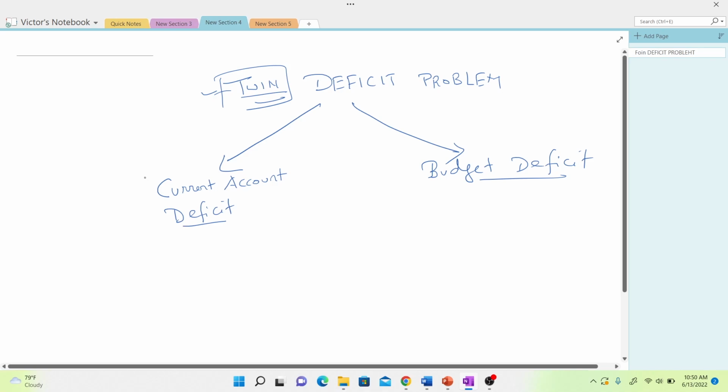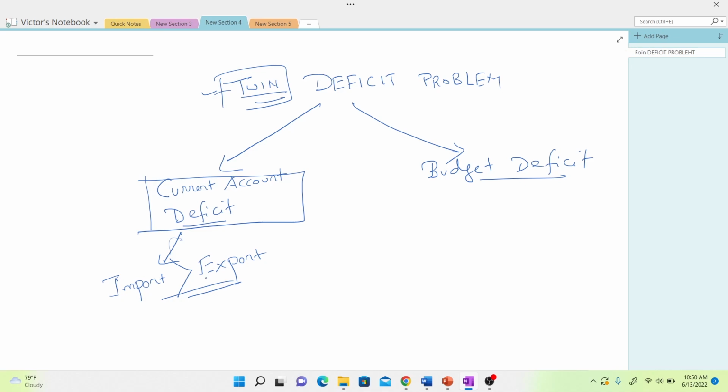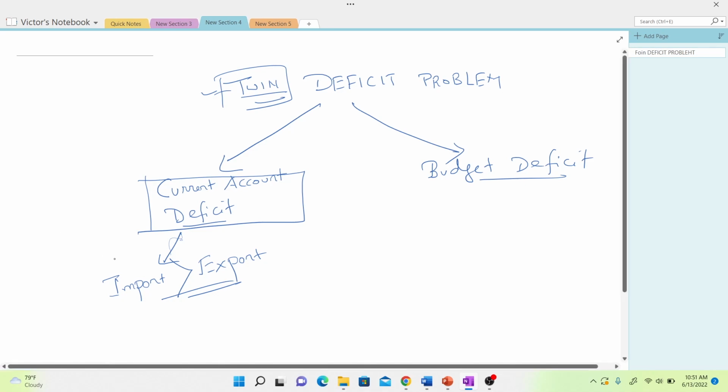Okay, now let's first understand what the current account deficit is. In simple terms, it means that the imports of Sri Lanka are much more than its exports. The value of goods that Sri Lanka is importing is much more than its exports. Budget deficit simply means the expenditure of the country is much more than the revenue that it is earning.